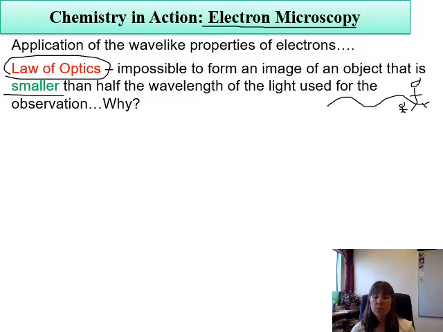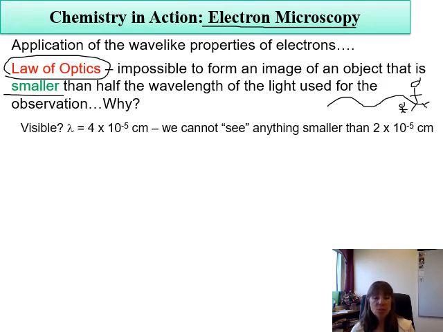What light is that? Well, you can use different types of light. You can use X-rays. You can use visible light. For us, it's visible light with our eyes. But let's talk about electrons. Let's finish up our visible wavelengths. The shortest wavelength of visible radiation is 4 times 10 to the negative 5th centimeters. So we can't see anything smaller than half of that using visible light. A light microscope can only visualize something this small or larger.